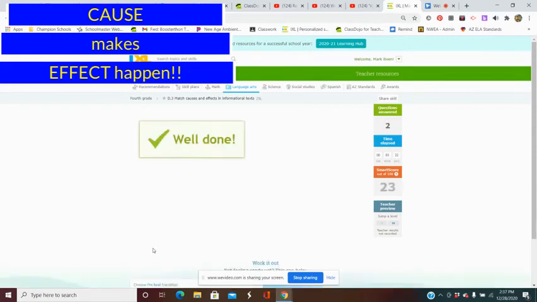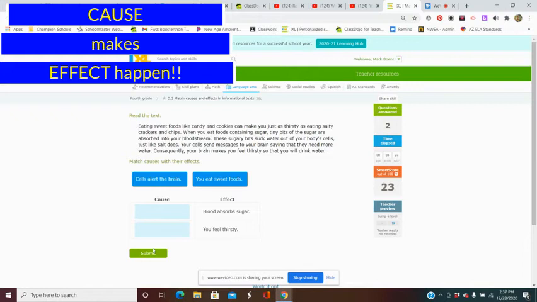That's it. That's cause and effect. Cause and effect is really fun, really exciting, and it happens in life all the time, happens in your reading all the time, so it's really important to just understand cause and effect. We'll do this one more.